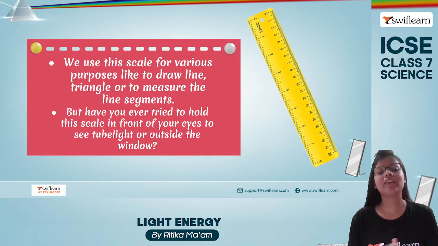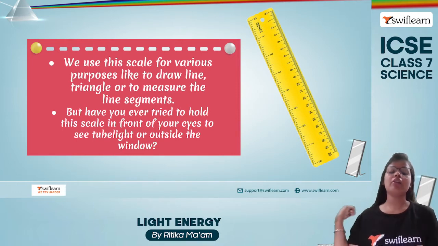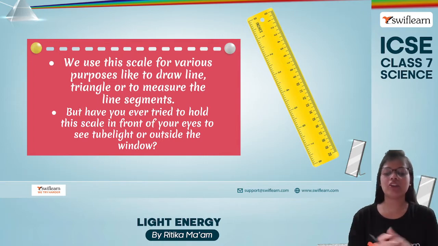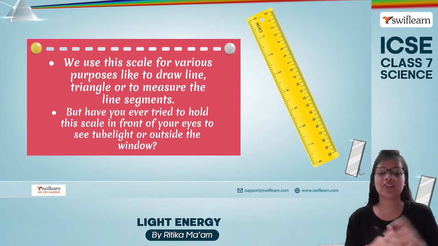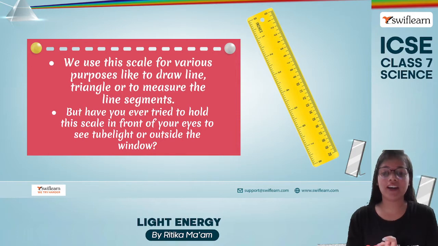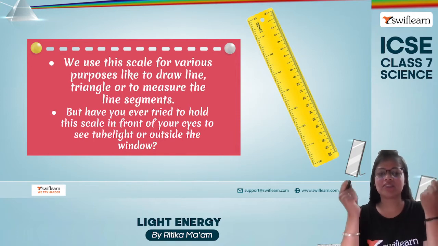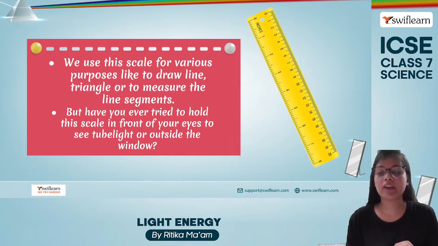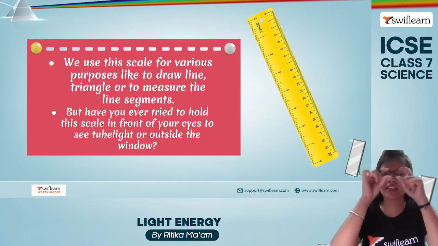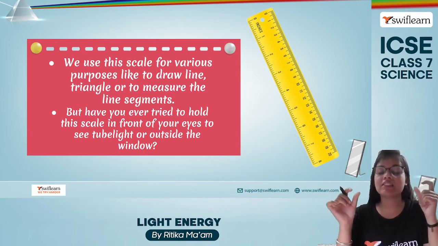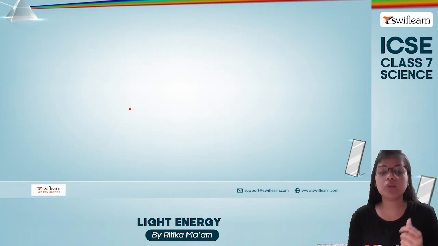Okay, so now there is a very interesting activity. We use a scale for drawing lines and for various purposes, right? But have you ever tried to hold the scale in front of your eyes and look at the tube light? I'm sure many of you have done it. When we are young, we have this habit of playing around with objects. So when we see the light through the scale, what do we observe?